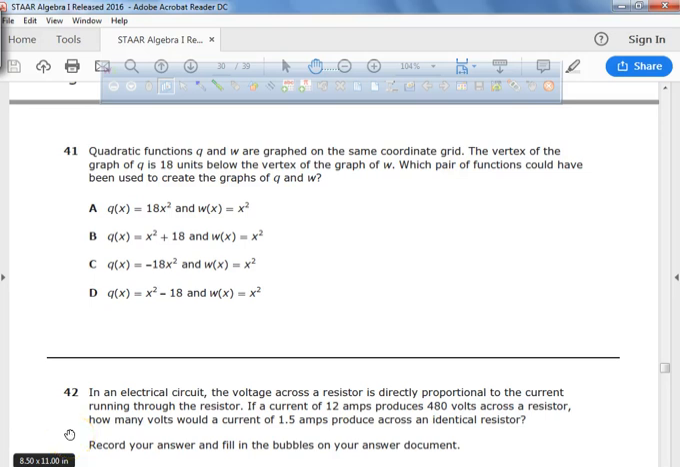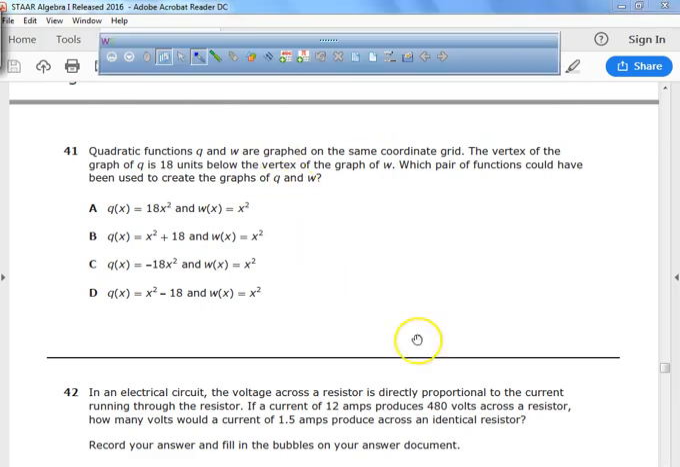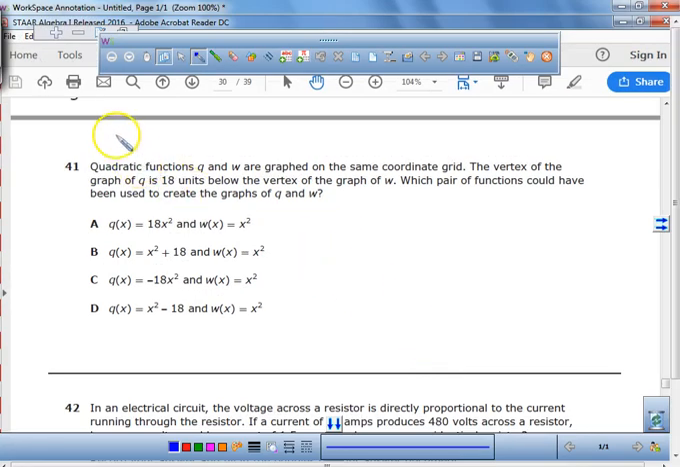All right, so we're continuing with the 2016 release test for the STAAR Algebra 1. We're looking at problem number 41. It says a quadratic function. By the way, quadratic functions make parabolas. They either open up or they open down. So we'll have something that either opens up or down.